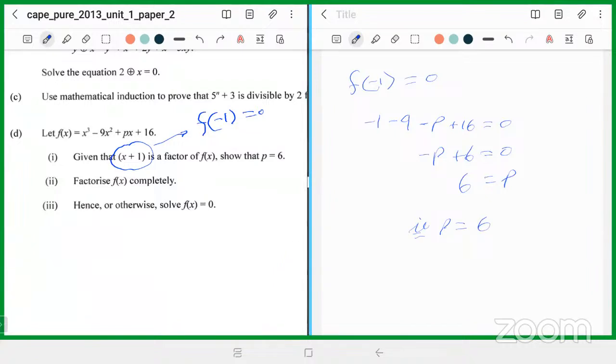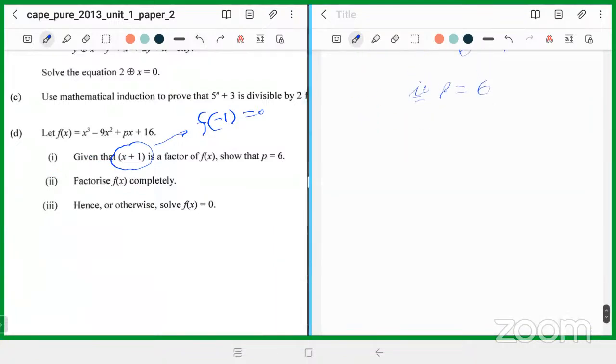So p equals 6. Then I want us to factorize it completely and divide by that factor that we have. Same thing again. We're going to divide. The p is 6. We're going to be dividing x plus 1 into x cubed minus 9x squared. The p right here says 6 now, so it's going to become plus 6x plus 16. And this divided by this is just x squared.